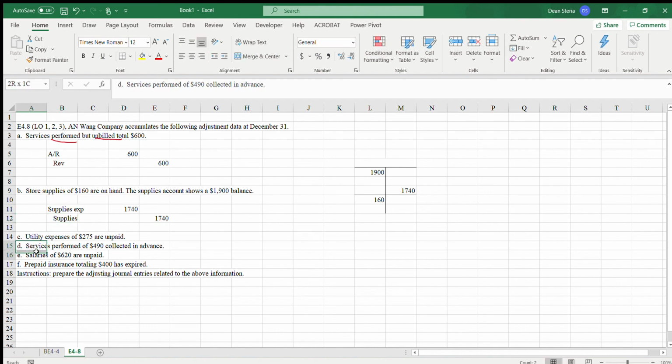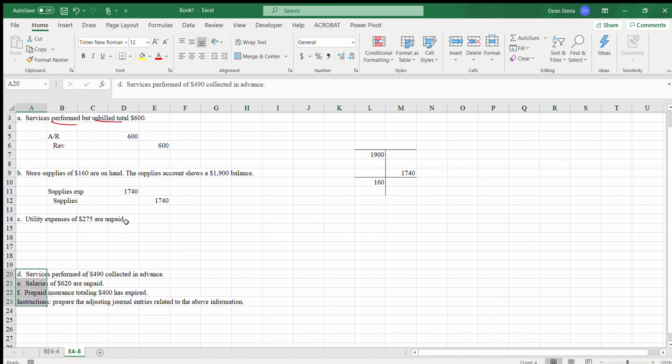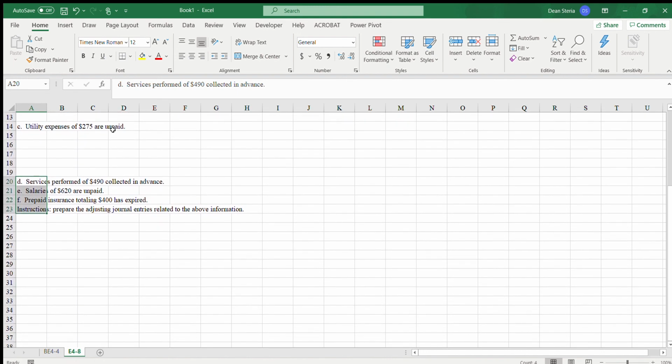Okay, now here we have utility expense of $275 that is unpaid. Okay, so we got our bill, we haven't paid it yet. Maybe we got the bill at the end of the month. So we owe this. We show we owe it by crediting accounts payable for the $275. And what are we going to debit? Well, what was it for? It was for utilities. So utilities expense we're going to debit, and we're going to credit accounts payable.